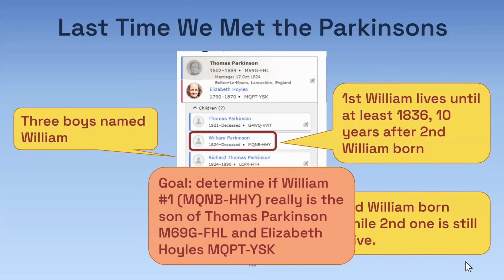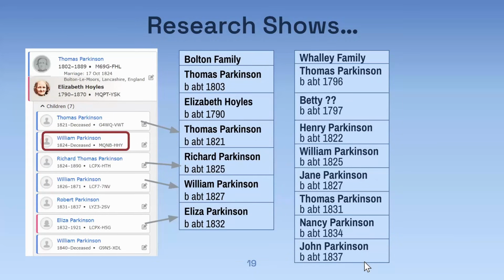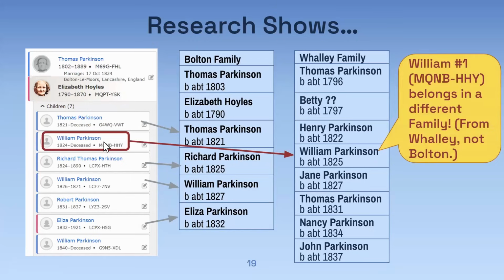So we're not going to walk through all the research, but just again, by way of review, our goal last week was to determine if William number one up here really did belong in this family. Is he really the son of this couple, and are these all his siblings? Well, as we researched, we discovered that this family had at least two families mixed into them. Thomas and Elizabeth had these children with the gray arrows pointing. Those are their correct children. But this guy, he actually belongs in a whole different family.